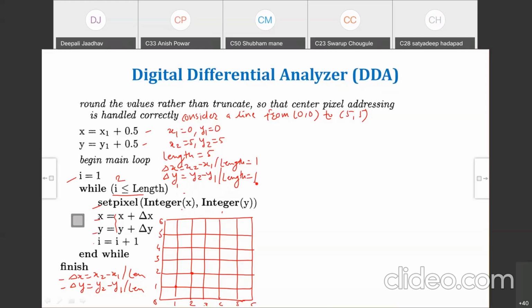Next we calculate x is equal to x1 plus 0.5. So I write it here, x is equal to x1 plus 0.5. What is the x value? 0 initially. So 0 plus 0.5, it is 0.5. y is equal to y1 plus 0.5. Whatever the starting point, we add 0.5 to it. It is 0 plus 0.5. Now we are incrementing through the main loop.